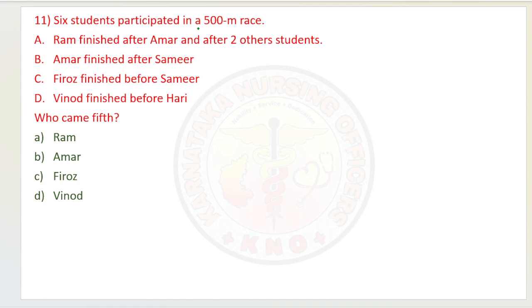Six students participated in a 500-meter race. Statement A, Ram finished after Amar and after two other students. Statement B, Amar finished after Samir. Statement C, Firoz finished before Samir. Statement D, Vinod finished before Hari. Who came fifth? And the options are Ram, Amar, Firoz, Vinod. Total 6 students participated: 1, 2, 3, 4, 5, 6.